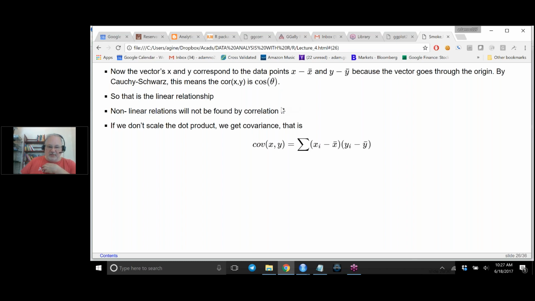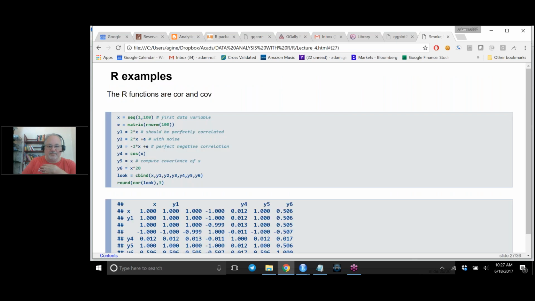The other thing I want to say is sometimes you have covariance. So covariance is on the scale. The covariance of xy is just the dot product. It's just given by this formula. And it's typically less useful because it doesn't take into account the scale of x and y.